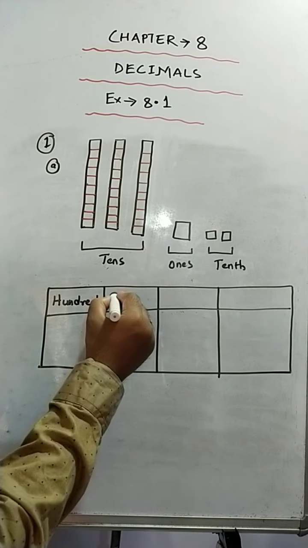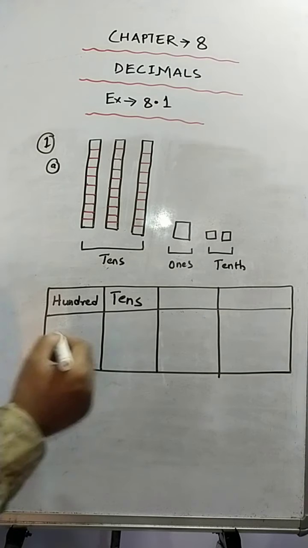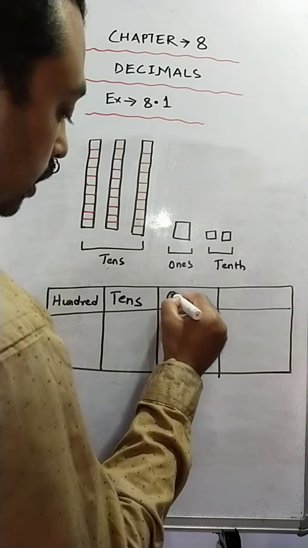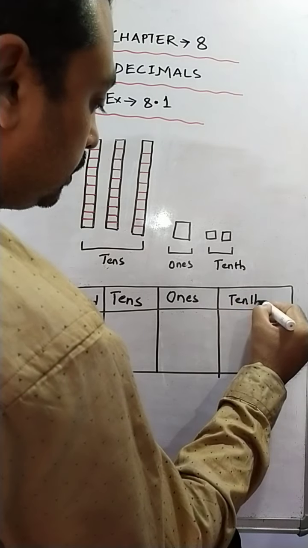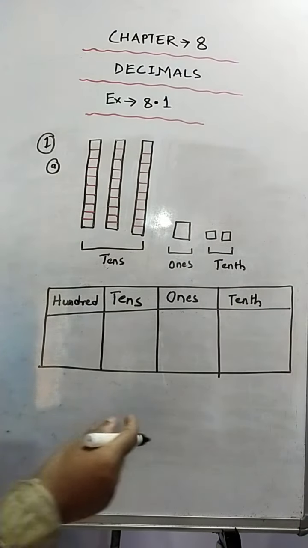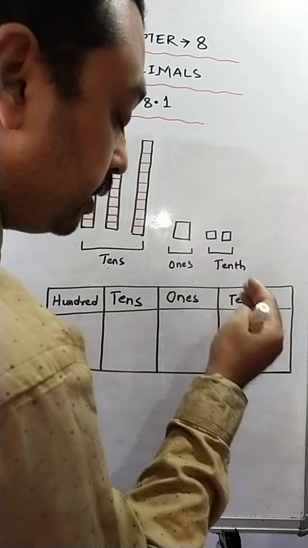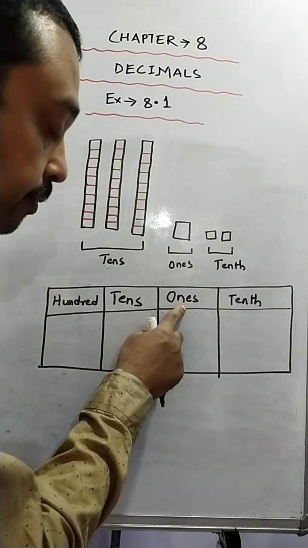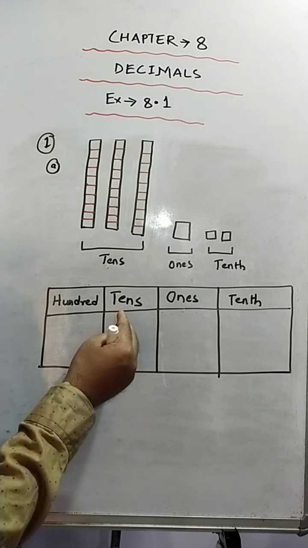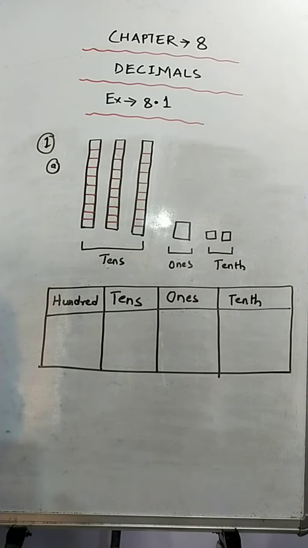Then, in the second column, you will write tens. Then on the third column you will write ones, and then you will write tenth. I hope you remember that the first digit on the right hand side of the decimal will be considered as tenth. Fine. And on the left hand side, the first digit will be considered as ones, the second digit will be considered as tens, and the third digit will be considered as 100, and so on. Fine. Now, what is the first sum?